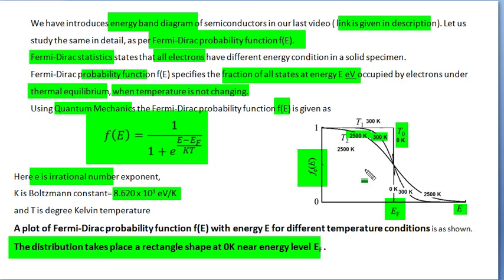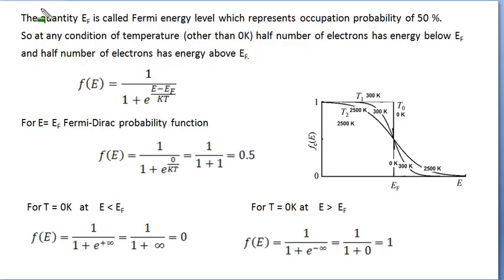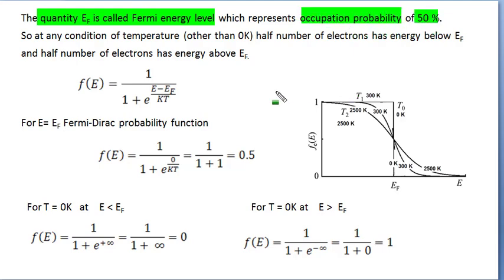And it is very interesting that there is a particular energy where this probability function becomes halfway, 0.5. Now this particular energy value is called Fermi energy. Let's understand what exactly the Fermi energy is. This quantity EF is called the Fermi energy level, which represents an occupation probability of 50% for a particular energy value for any condition of temperature other than 0 Kelvin.